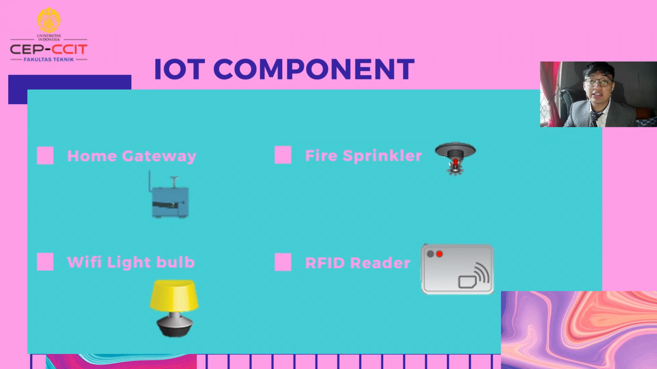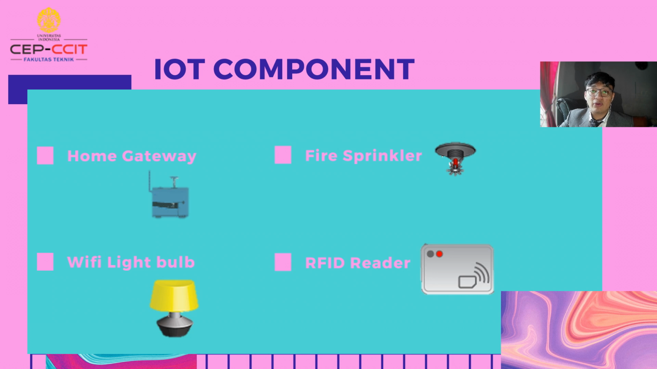Next is IoT components. There are many components we use, but we explain four of them. First is the home gateway. A home gateway is a compact consumer-grade gateway that bridges network access between LAN hosts and one host, such as the internet, through a modem or connected directly while routing. The second is the Wi-Fi light bulb. A light is a piece of equipment that produces light, but in this case, the bulb can connect with Wi-Fi.